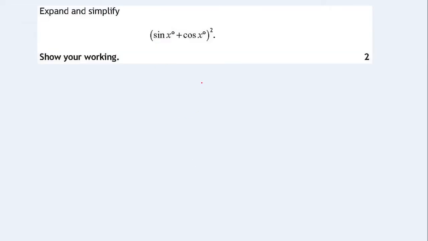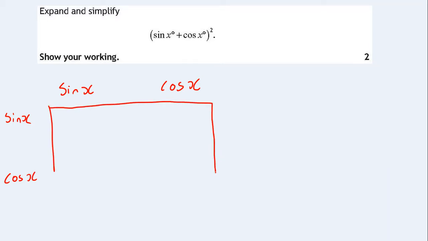Okay, so this is an expand and simplify question. So you've got a bracket here. Now you guys will expand brackets however you want. I'm going to expand them in the way that I usually do it in class, just because I think it's a bit easier to see what's going on if I do it this way. So I'm going to use the box method. You can do whatever you want. You can use FOIL.